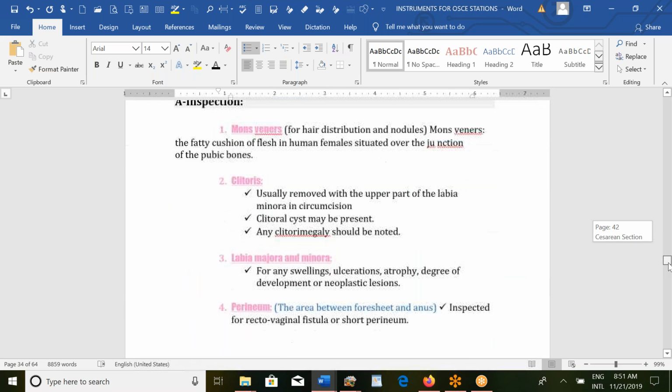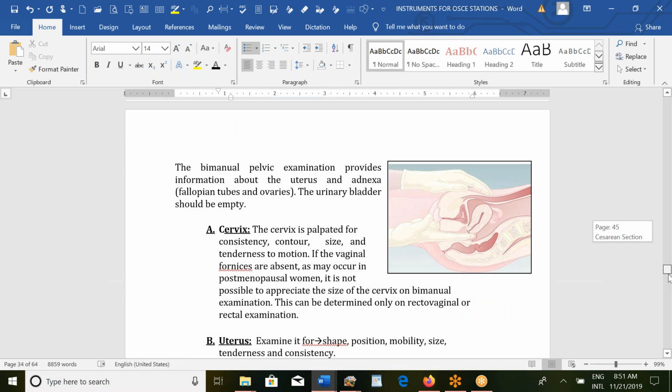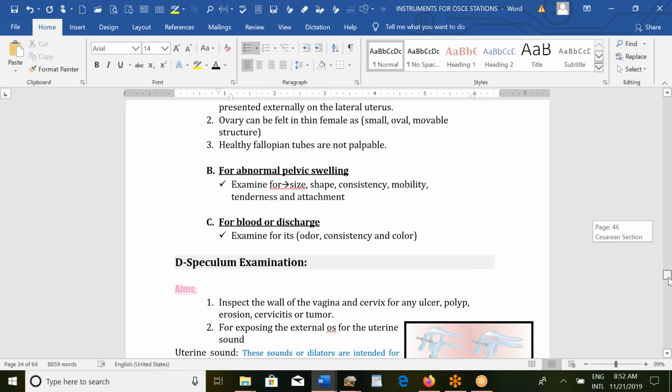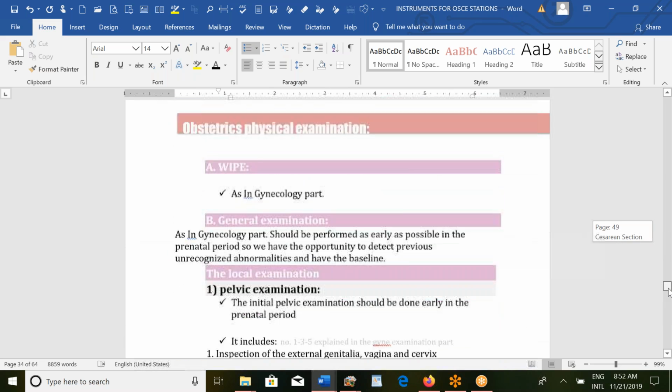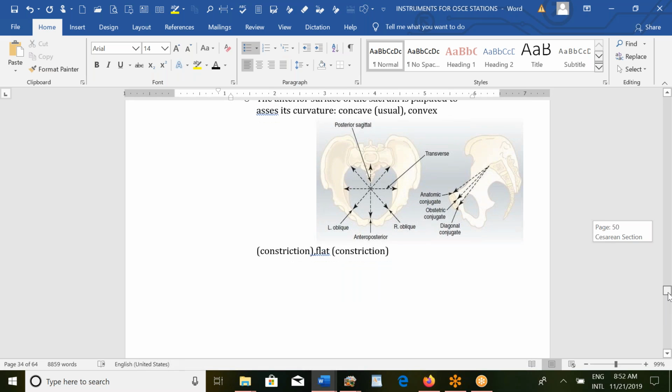Then the oligohydramnios, they can show you a trace. Then how will you do this exam? What are they doing in the examination? What are these? These are Cusco speculum, and all of these things.